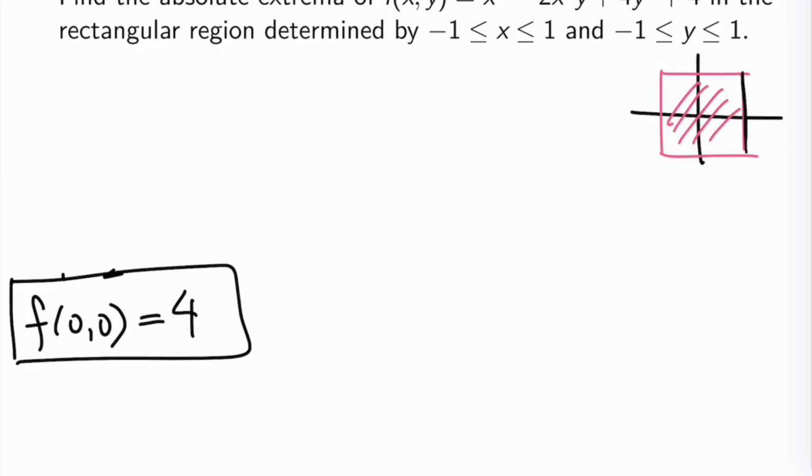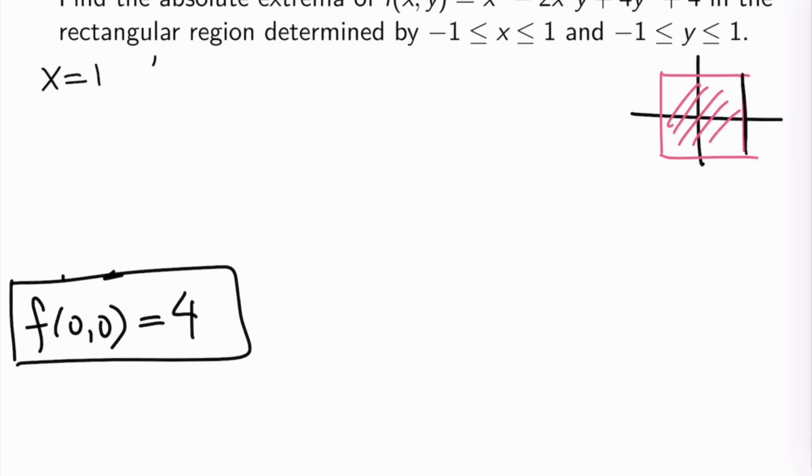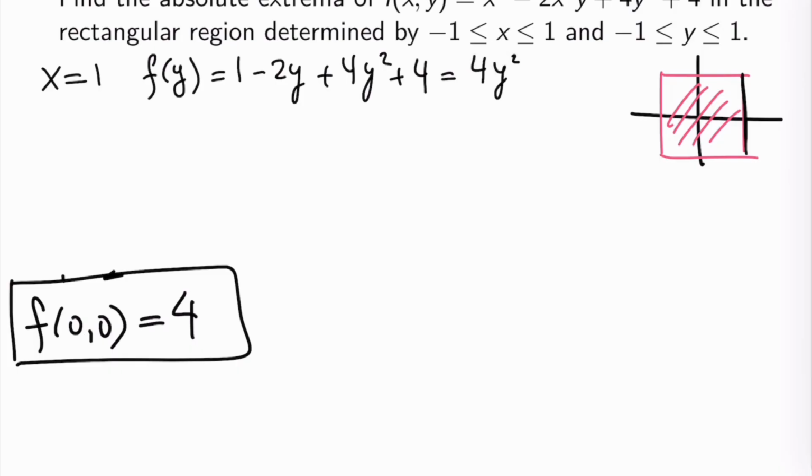So when x is equal to 1, we are going to restrict this function of two variables to the region where x is equal to 1. So it's going to become a function of one variable. And we're going to have that f(1, y), if we put in all the places where there is an x, x equal to 1, is equal to 1 minus 2y plus 4y squared plus 4. Combining like terms, this is 4y squared minus 2y plus 5.